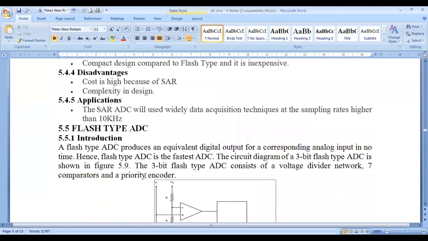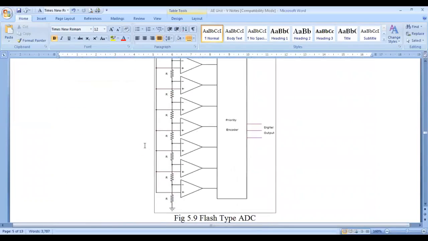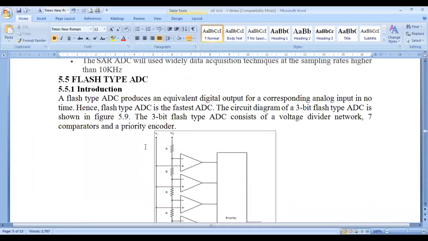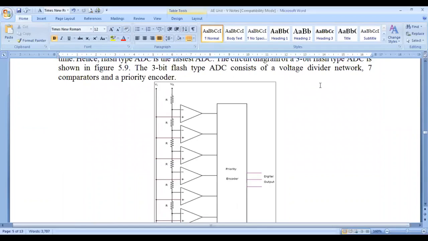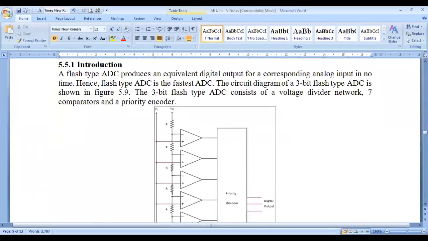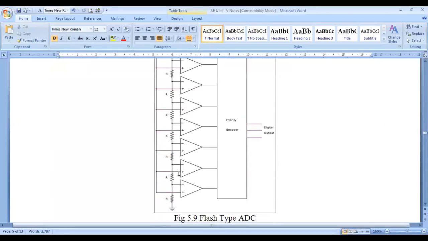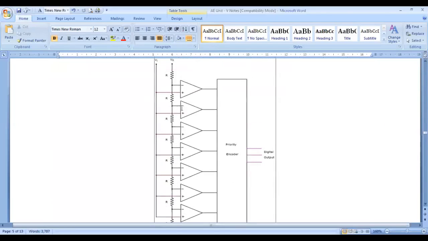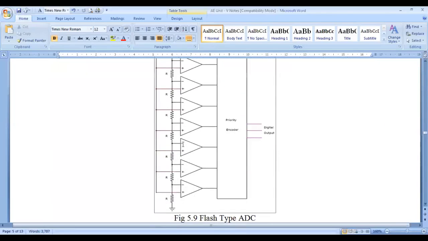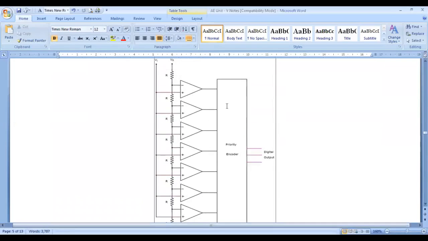Now let us see the second method, called flash type ADC. This one is a 3-bit flash type ADC. 3-bit digital data will be available in this method. It consists of a voltage divider network, 7 comparators and a priority encoder. This one is the voltage divider network where VR is given with respect to ground. 7 comparators are available: 1, 2, 3, 4, 5, 6, and 7. The priority encoder is available here.